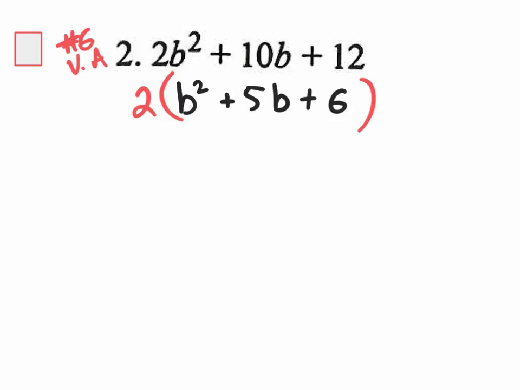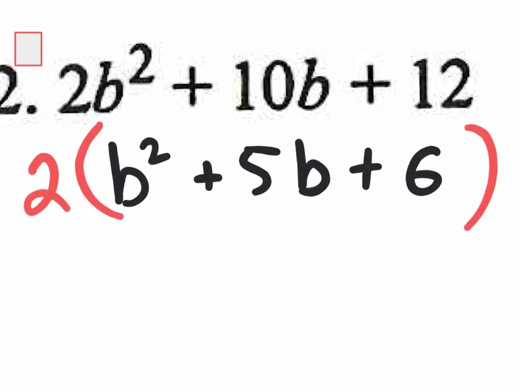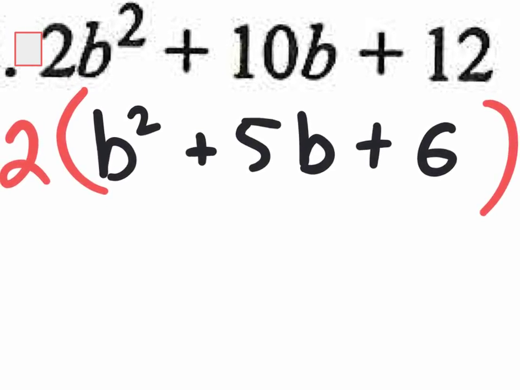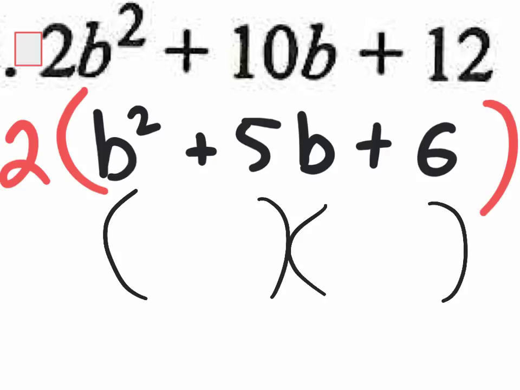And now we look at the inside of the parentheses, and we see that it's b squared plus 5b plus 6. There's no more a value in front of the b squared. I mean, the a value is 1. But we love it when there's no number in front of the b squared because we are able to just plug it right in with a b and a b. And all we do there is think the shortest way of factoring.